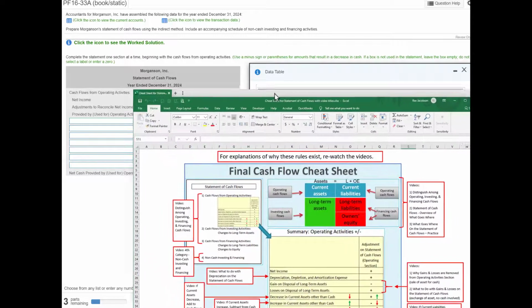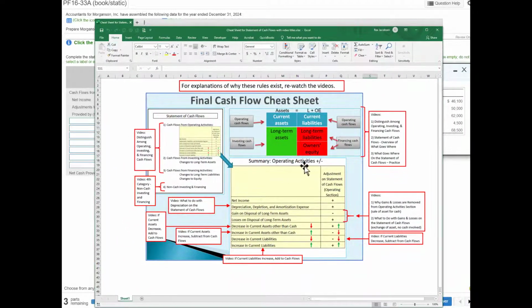And a quick review. We're always going to be starting off with the operating activities section. Here's a larger version of it. So we're going to start off with net income. We're going to back out or subtract depreciation. We're going to back out gains, which means we will subtract those. We will back out losses, which means we will add those. We're going to analyze changes in current assets and then changes in current liabilities. So we need first net income and then add in depreciation.